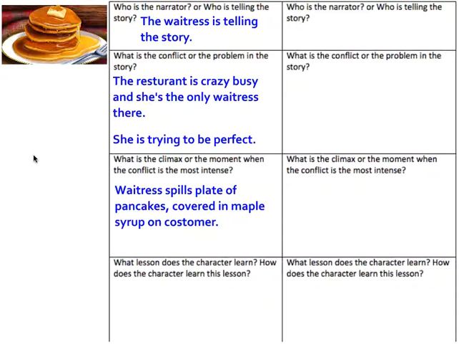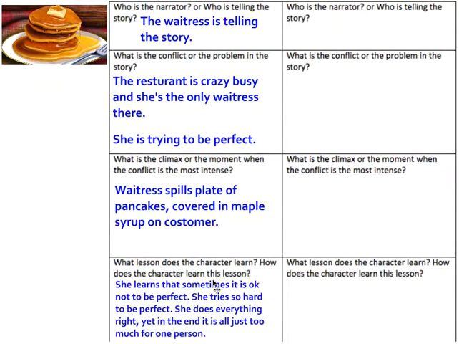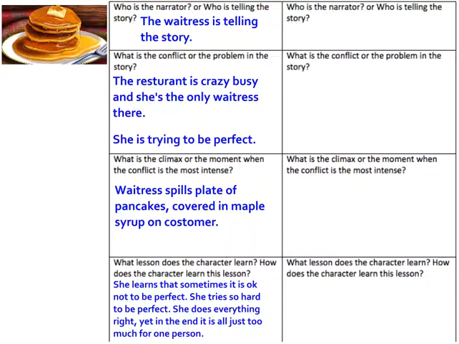Okay, here's the most important part. What does the waitress learn? What is the lesson? What's the theme? What is the lesson that she learns? And then how does she learn that lesson? So I said that she was trying to be perfect. So I'm going to say that the lesson she learns is that sometimes it's okay not to be perfect. And how does she learn that lesson? Well, she tries so hard to be perfect, to do it all right. She does everything right, yet in the end, it's all just too much for one person to handle, right? And she spills the pancakes.